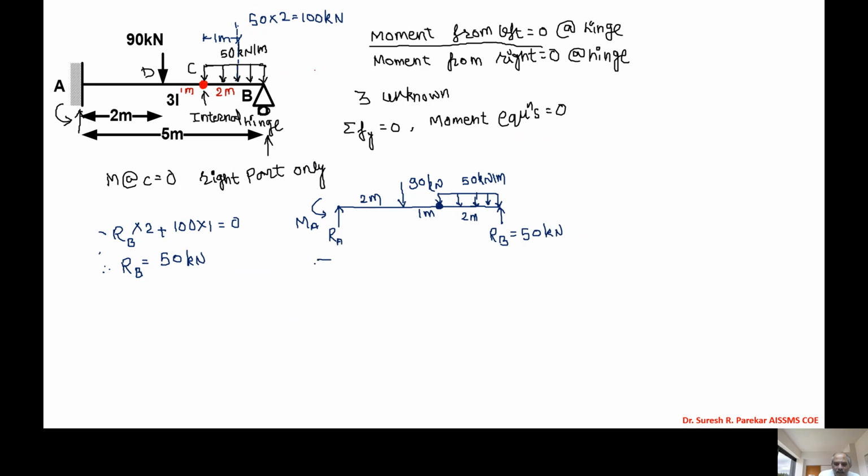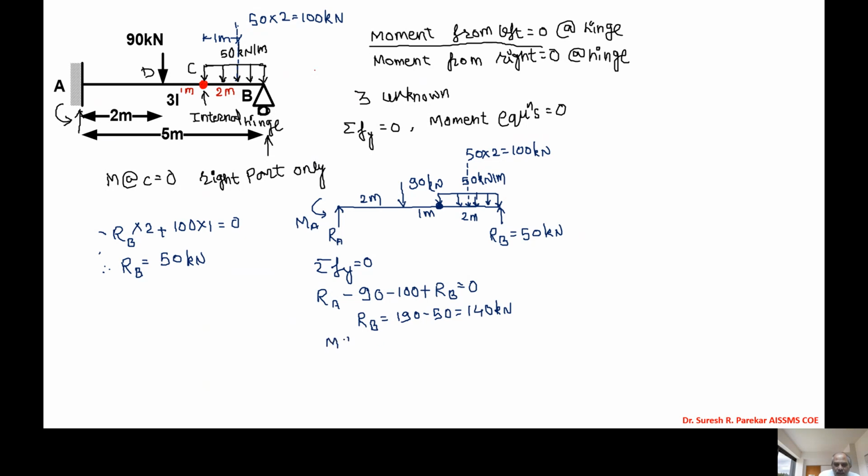So now we have RB as 50 kilonewton. Now take summation Fy equal to 0. Then we have RA minus 90 minus the total load we calculated, which is 50 into 2, 100 kilonewton also downward. So we have minus 100 plus RB equal to 0. From this we get the value of RA equal to 190 minus 50, that is 140 kilonewtons.